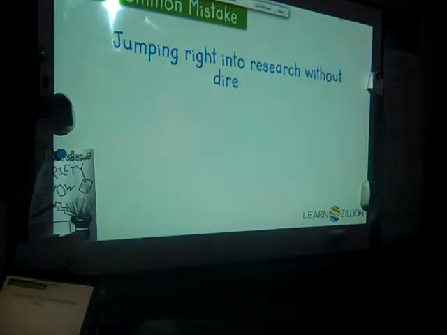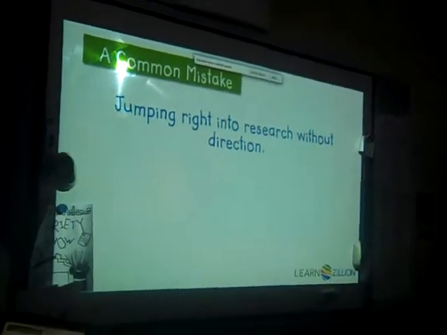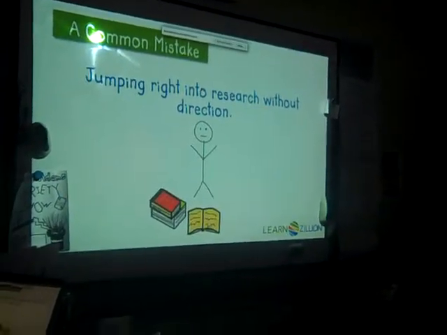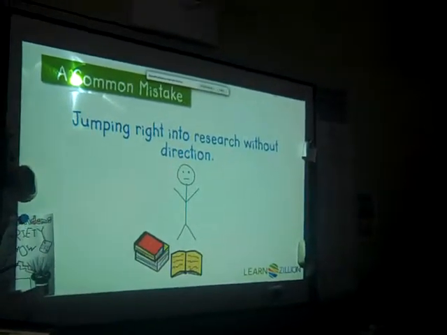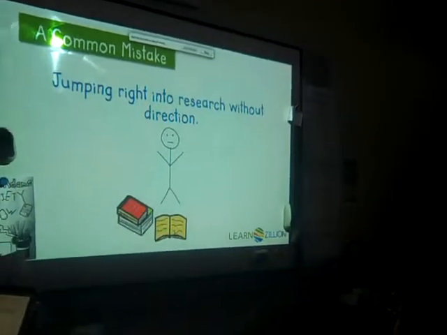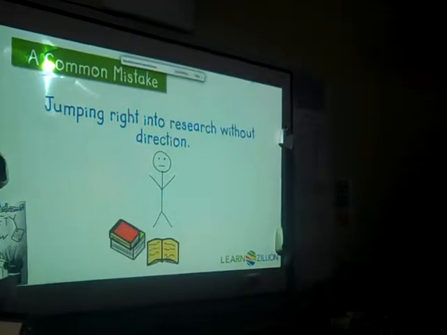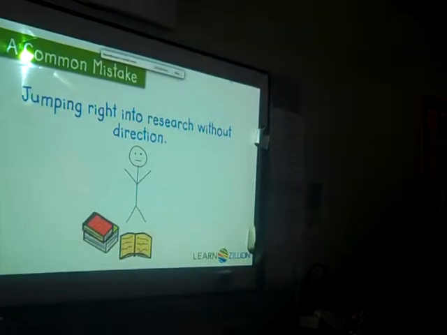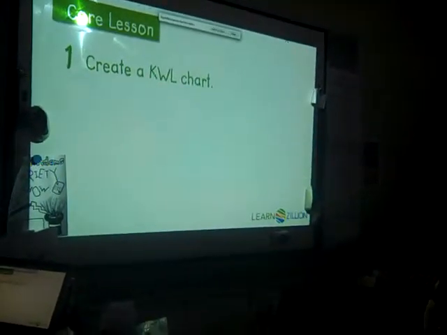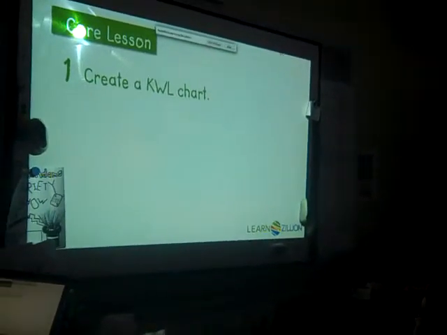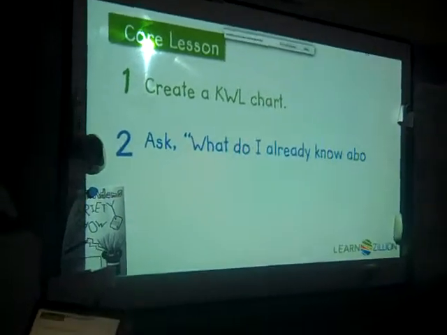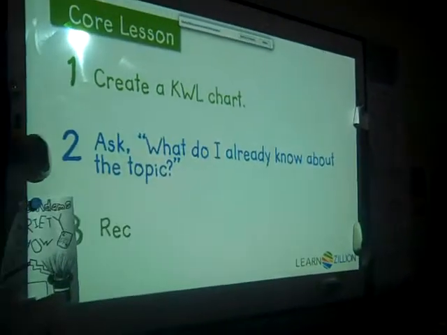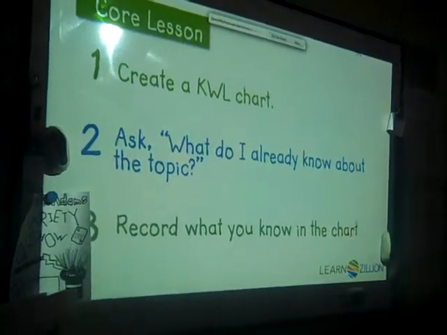A common mistake when thinking about what you know and don't know about your topic is jumping right into your research without any direction. You want to make sure you plan out the questions you have about your topics and the answers so that when you're ready to write your draft, it'll flow very smoothly. Let's get started. First, create a KWL chart. Then ask, what do I already know about the topic? And finally, record what you know in the chart.